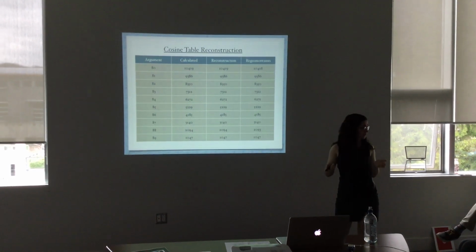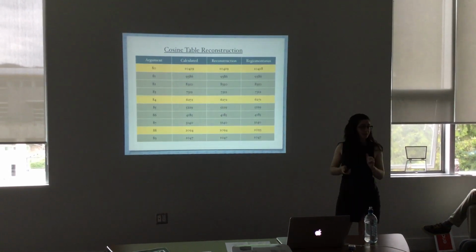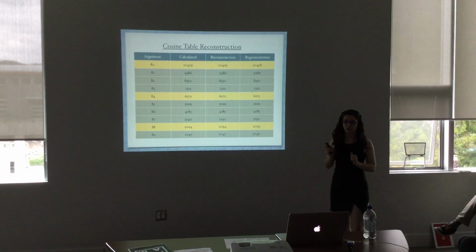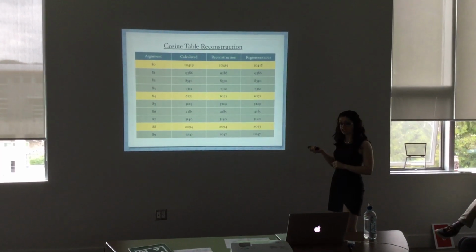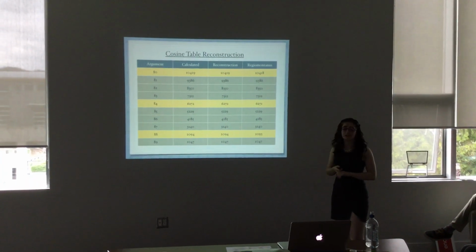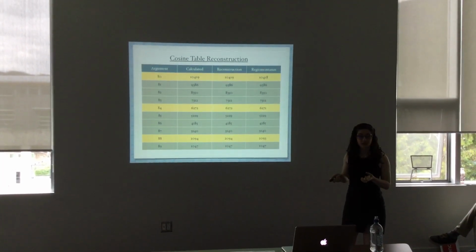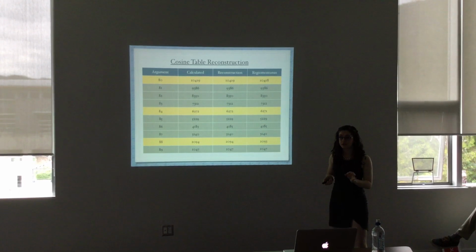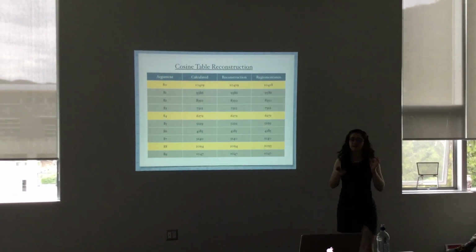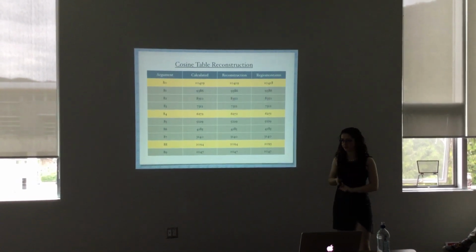Same thing happens when we reconstruct his cosines. Again, we get 3 places where the reconstructed values don't match Regiomontanus's. And in each of these 3 cases, the reconstructed values do match the calculated values, so they're more accurate. So again, this is further evidence that he had a better set of tables that he was using for his computations that he chose not to publish for whatever reason.